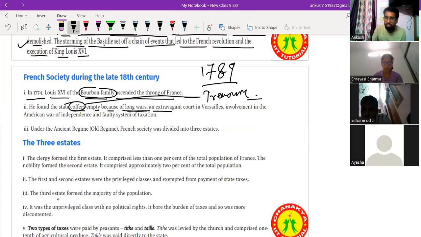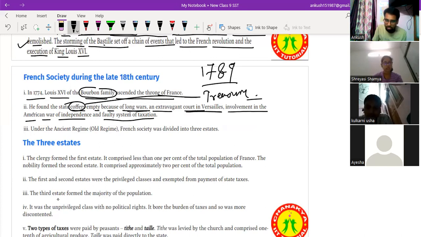An extravagant court at Versailles, involvement in the American War of Independence, and a faulty system of taxation. These were the reasons. Why was the treasury empty there?